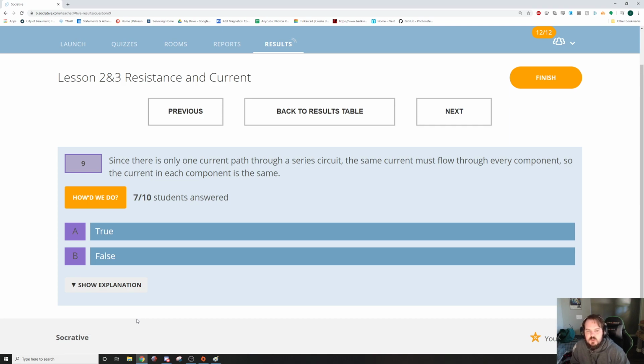Alright, since there is only one current path through a series circuit, the current has to go through the whole circuit. There's nowhere else for it to go.